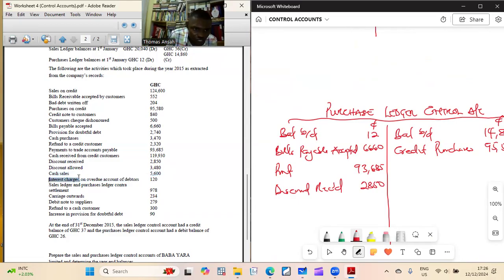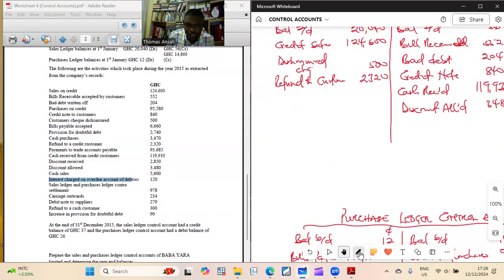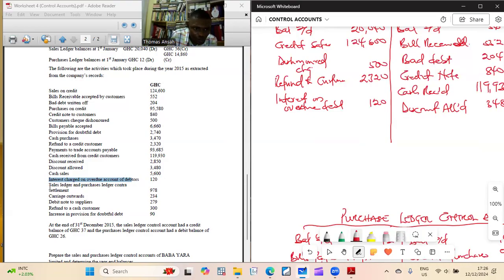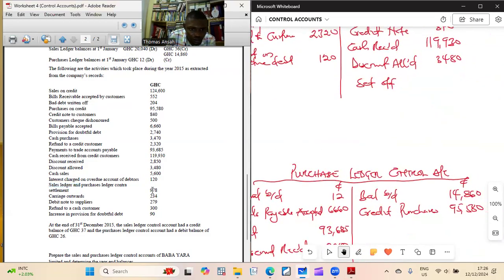No. Interest charge on overdue account of debtors. So you remember interest. This one is the debtors one. So interest on overdue debt. How much is that? 120. The next item is what? Contra settlement. You remember a set off, the contra. And what is that? How much? I see 978.